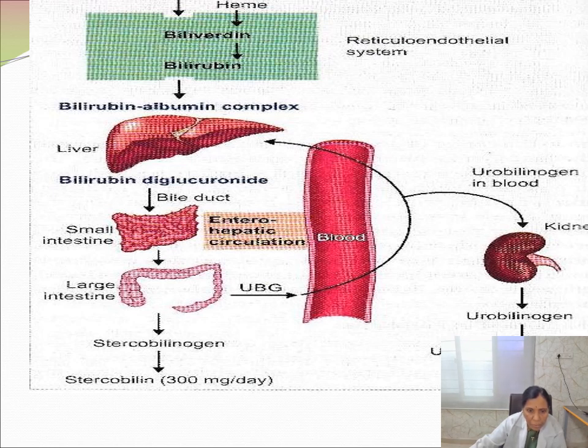So this is enterohepatic circulation. From this, again, part of the urobilinogen in the blood enters the kidney, and urobilinogen is excreted through urine.